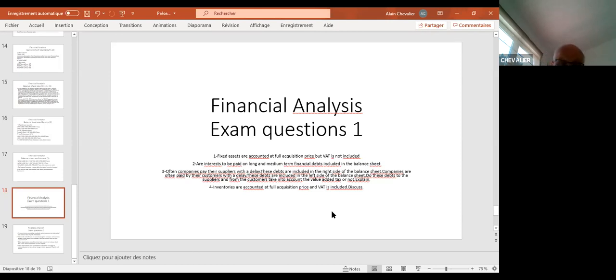The right side of the balance sheet is part of the OWC calculations. It's accounts payable, and the problem will be what is the value of these accounts payable. If you read the next sentences, you read that companies are often paid by their customers with a delay. These debts are included in the left side of the balance sheet. That is receivables. Now you have accounts payable and you have receivables.